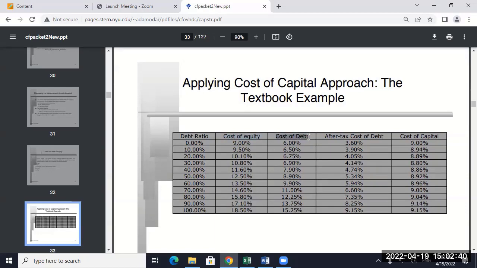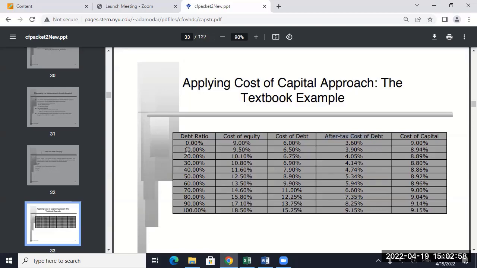This is the hardest part. As a firm increases its debt, how will its cost of debt go up? And so that's the toughest part. This is not too difficult here because we know what the marginal tax rate is for a typical corporation. We can just go to the tax code and get that. And combining the two together is pretty easy.